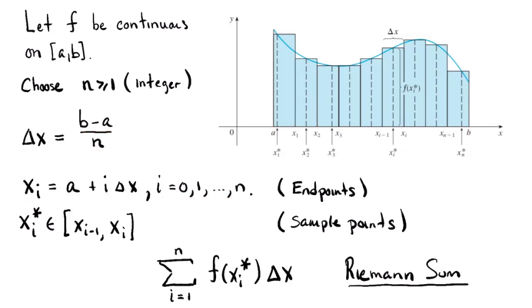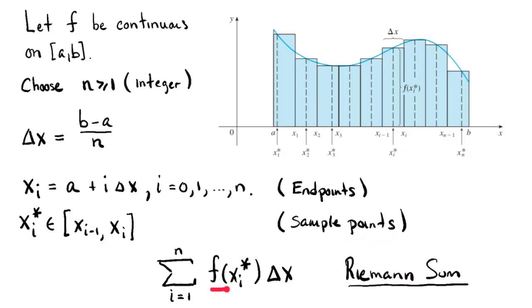And then we choose our sample points. You can see them in this picture. They're kind of chosen randomly. We'll usually choose them to be the right endpoints of these subintervals, but in general, you can pick these sample points, these x_i stars, to be any number in the subinterval. That's all I mean by this symbol. x_i star is between x_{i-1} and x_i, and I call those the sample points.